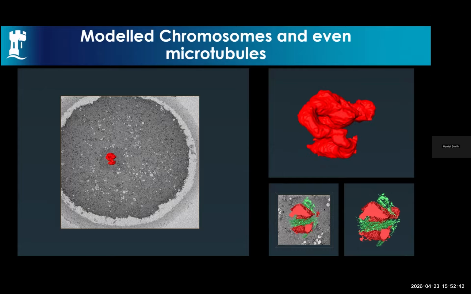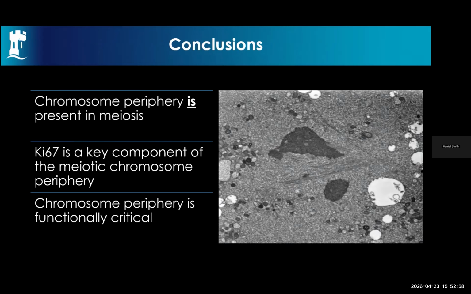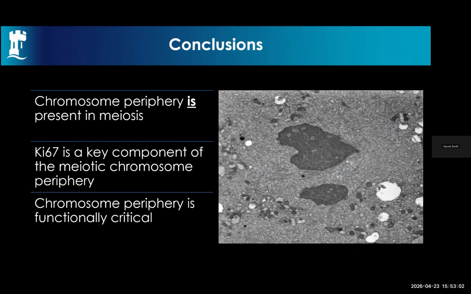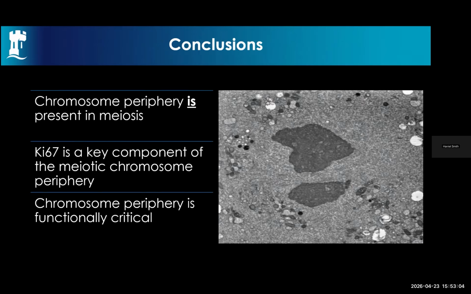There is definitely a lot more future work to do with human oocytes, and during the course of my project, I didn't get to explore any kind of Ki67 work with the human oocytes specifically, but it's definitely in the next steps. So overall, during this project, we managed to confirm that a chromosome periphery is in fact present in meiosis.